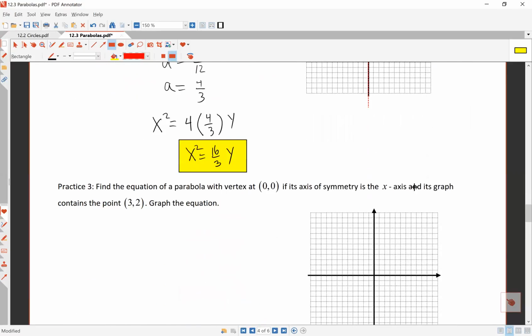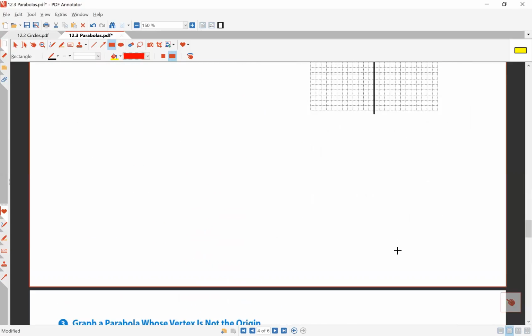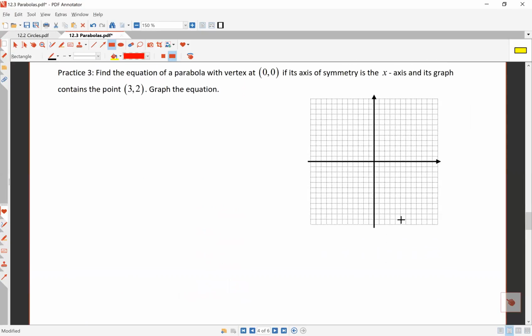And practice 3 is for you to try. I encourage you to press pause on your video and work this out, and come back when you're ready to see the solution.